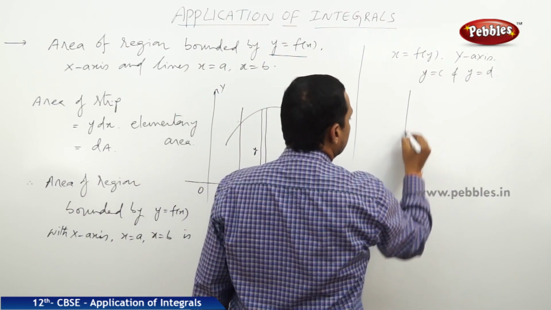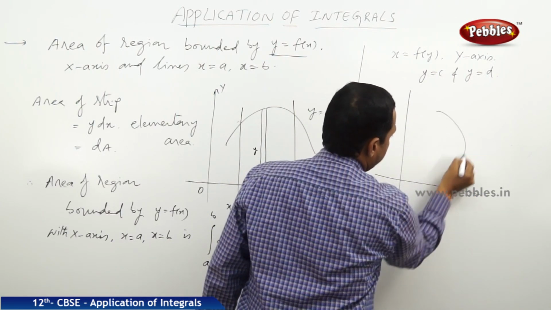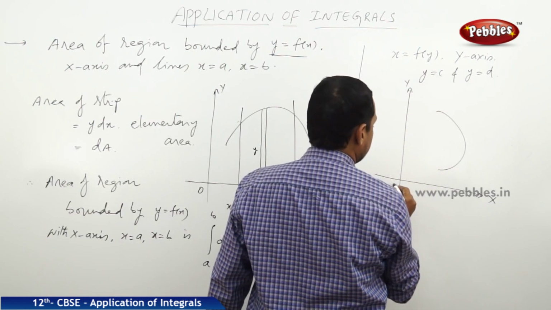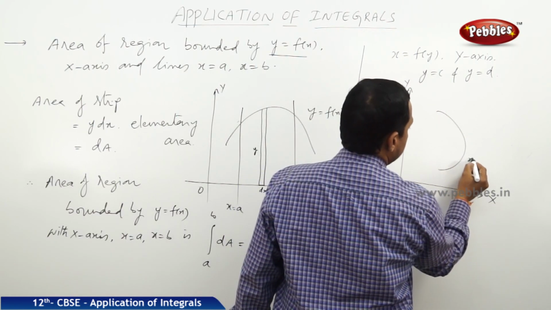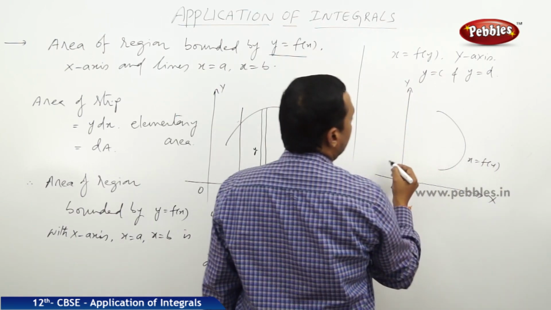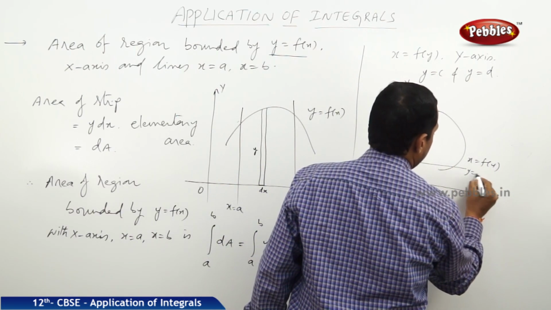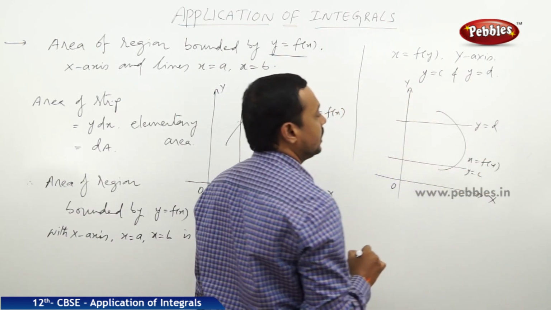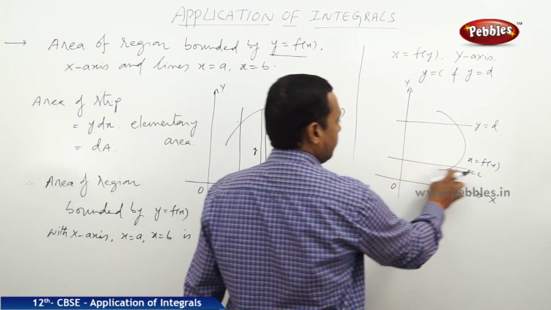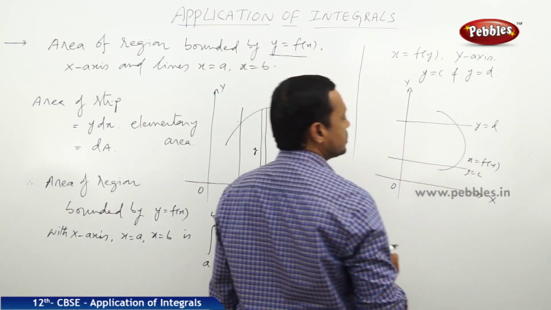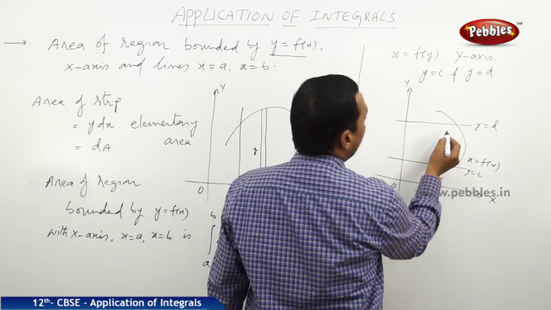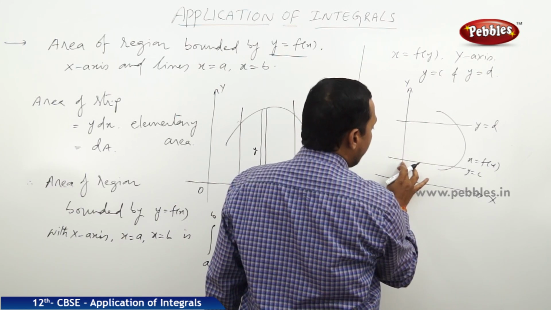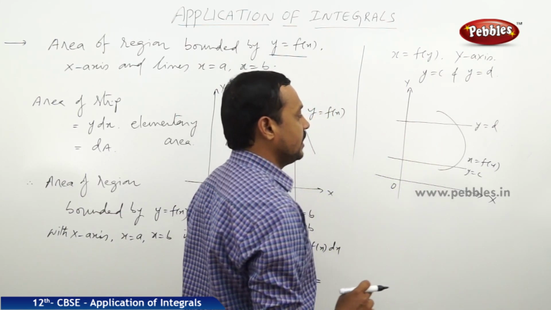Now in this case, the graph will be like this. Now this is x-axis, this is y-axis and origin, and this is the curve x is equal to f of y. Now this is the line y is equal to c which is parallel to x-axis, and this is the line y is equal to d, also parallel to the x-axis. Now let us find the area of this curve with y-axis between the lines y is equal to c and y is equal to d.